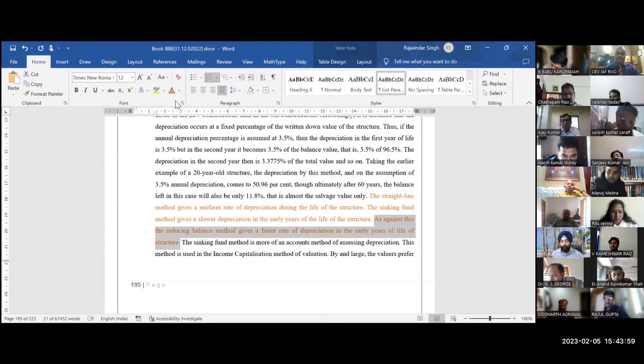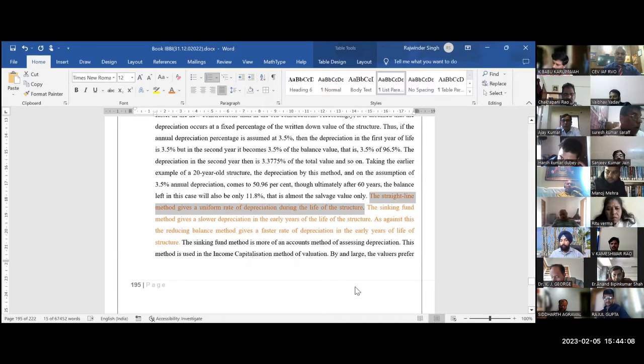So basically, as an engineer, we are more concerned with this straight line method because it seems practical. But otherwise, if you think practically, what should be the condition? It should be that in the early stages, depreciation should be slow, and in the later stages, depreciation should be higher. But what happens in straight line? It is uniform throughout the life. And in linear method or WDV method, it is higher in the early stages and lower in the later stages.